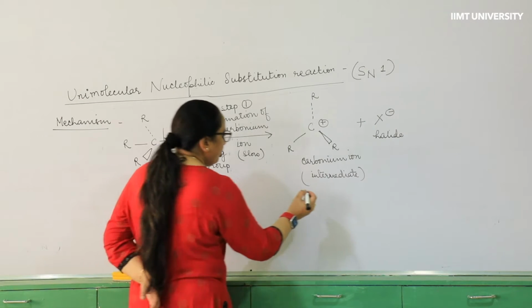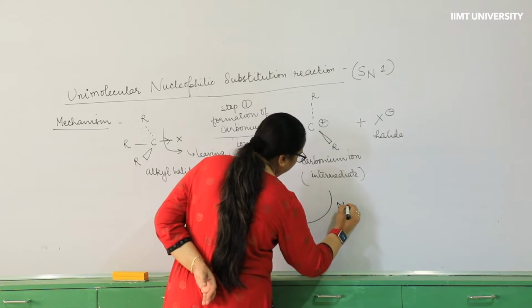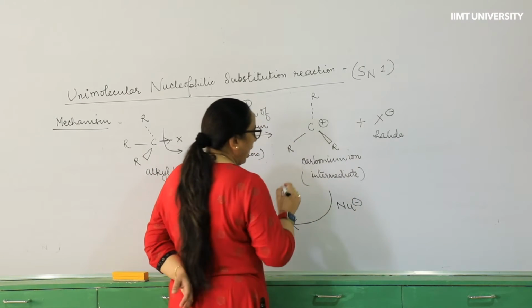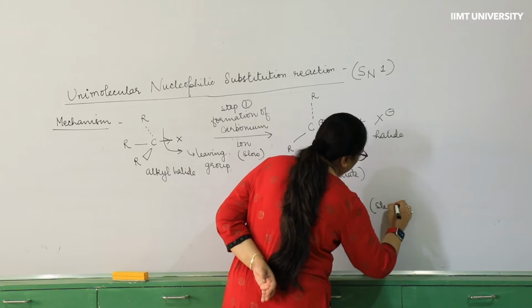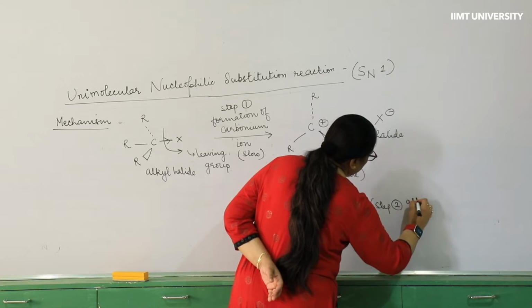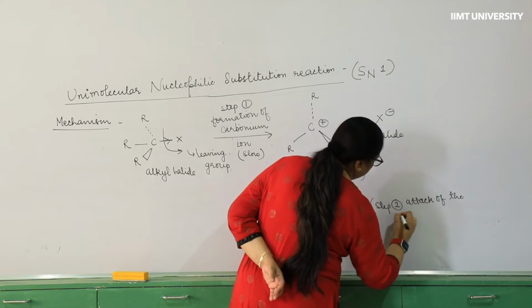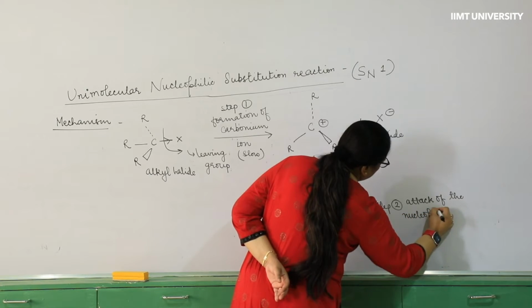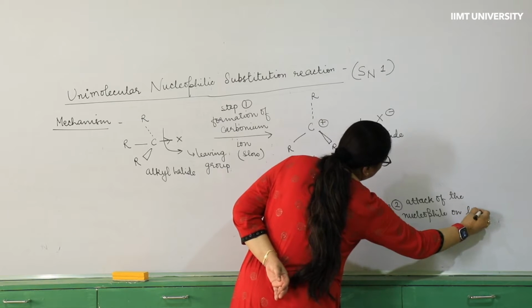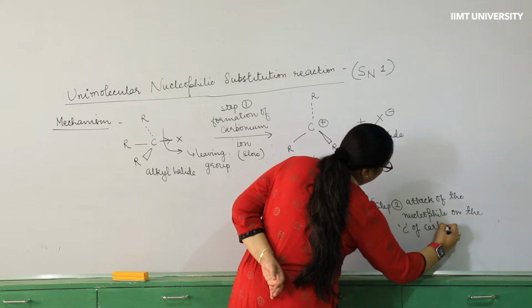Then in step 2, what happens? There is the attack of the nucleophile on the carbon bearing the positive charge. This is step 2, and step 2 is the attack of the nucleophile on the carbon of the carbonium ion.